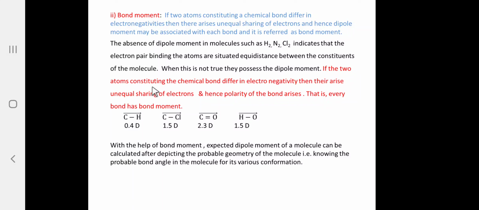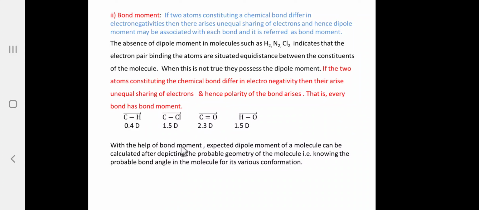If the two atoms constituting a chemical bond differ in electronegativity, then there arises unequal sharing of electrons, and hence the polarity of the bond arises. That is, every bond has a bond moment. Let us consider examples. Carbon and hydrogen: its bond moment is 0.4 D. Carbon and chlorine: its bond moment is 1.5 D. Carbon and oxygen, that is carbon monoxide: 2.3 D. Hydrogen and oxygen: 1.5 D. So every polar bond has a bond moment.